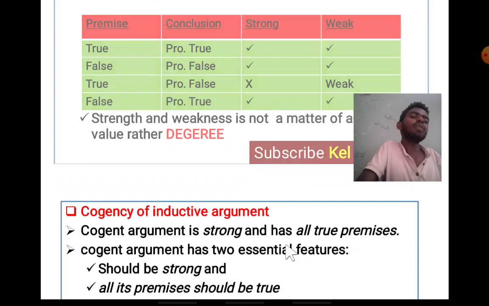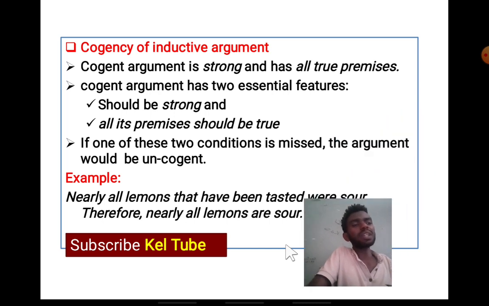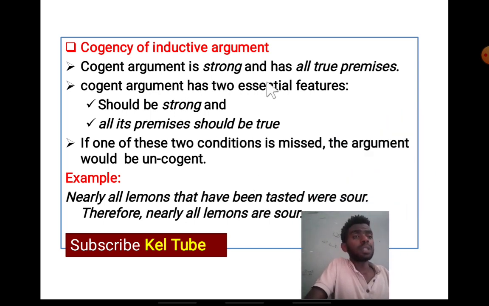Next, contingency: contingency of a deductive argument and contingency of an inductive argument. A cogent argument is strong and has all true premises. If one inductive argument is strong and at the same time has all true premises, we can say the argument is a cogent inductive argument. A cogent argument has two essential features: it should be strong and all its premises should be true. If one of those conditions is missing, the argument would be uncogent.